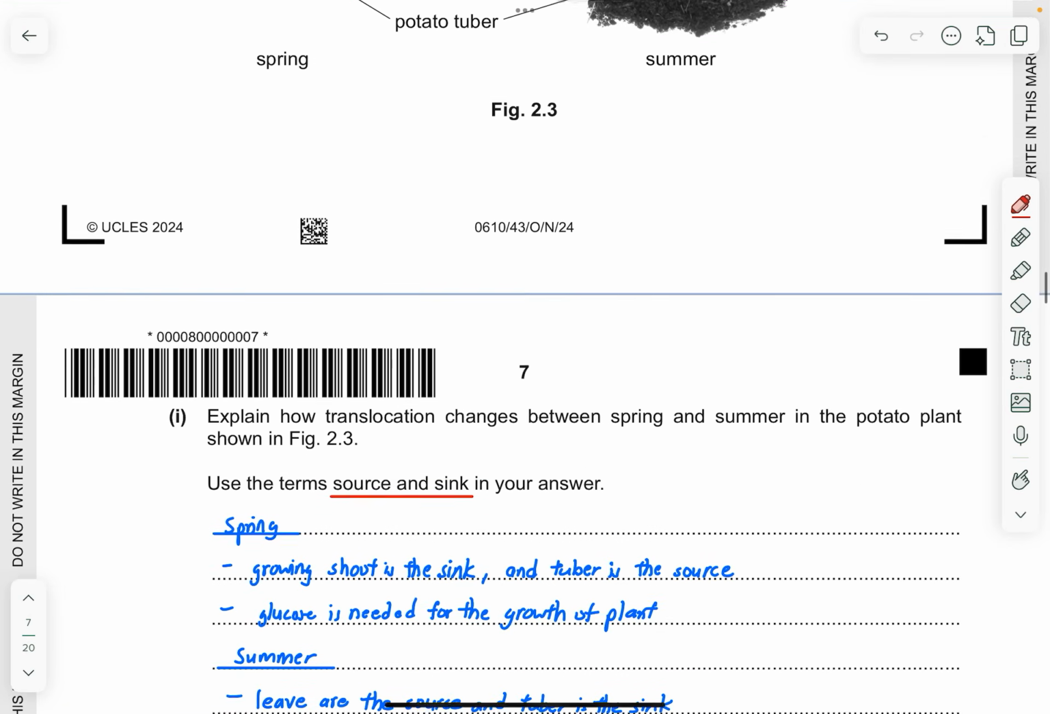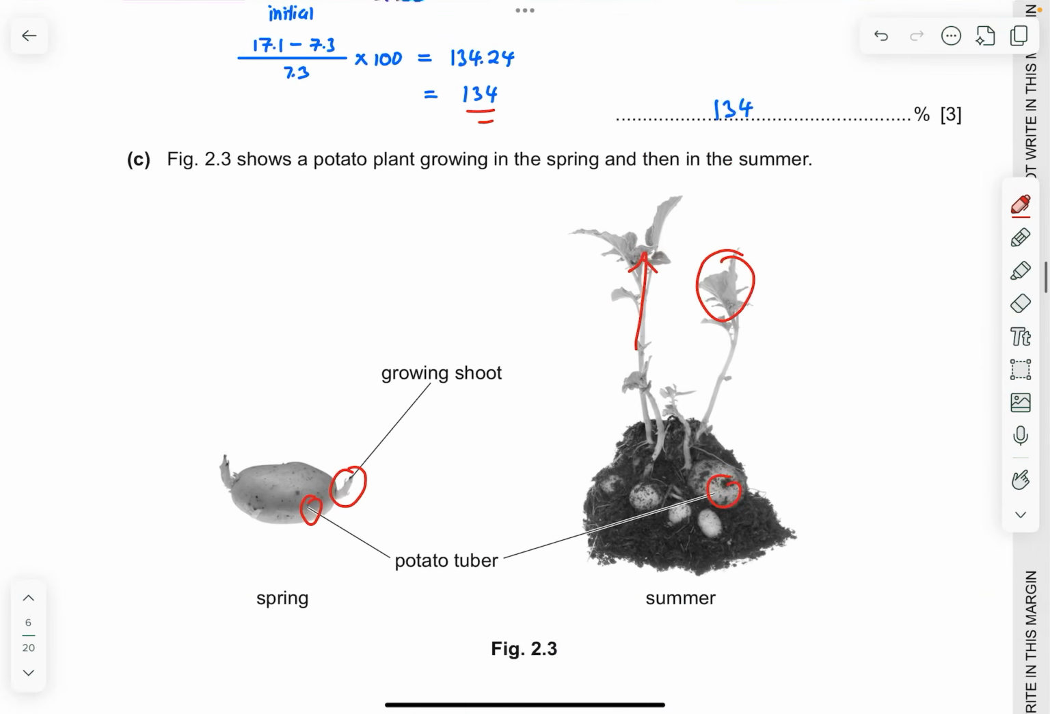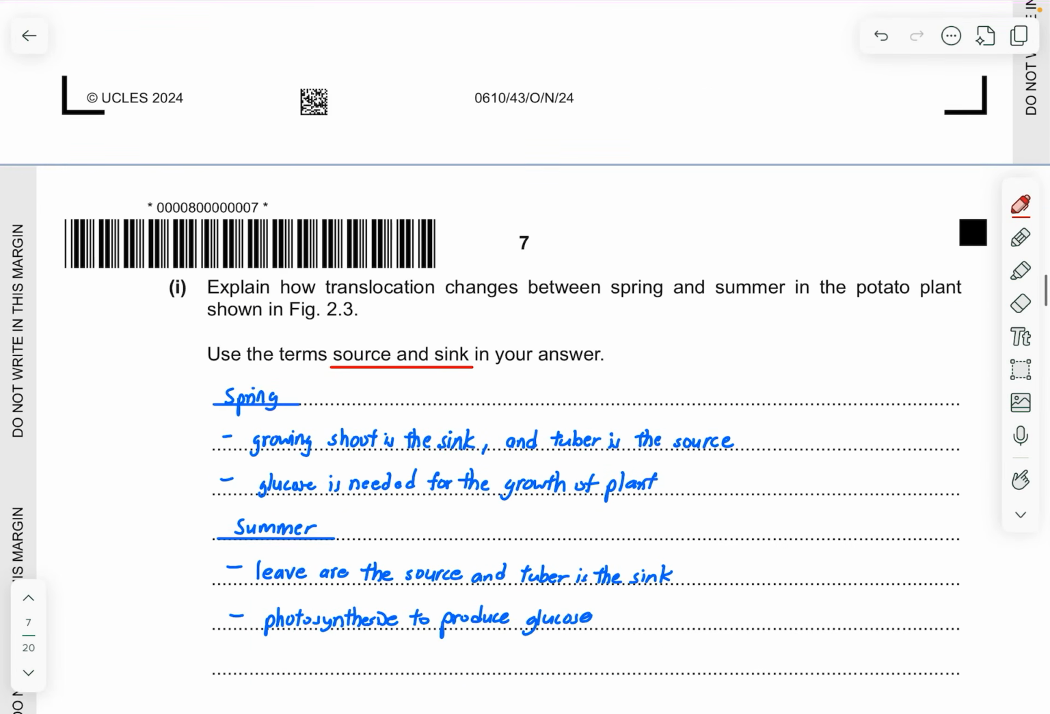In springtime, you can expect that the growing shoot is the sink because there's no leaf, so it can't undergo photosynthesis. And the one that is supplying all the nutrients is the tuber. So the tuber becomes the source. It gives you all the nutrients from the soil that is replenished by nature. And what happens is that they usually provide glucose. So glucose, the main thing, is helping for the growth of the plant, or you can say for respiration.